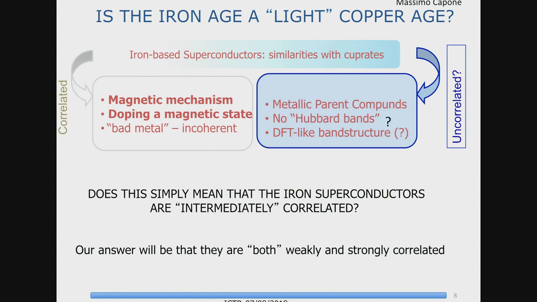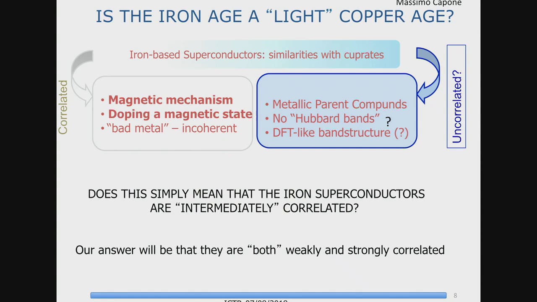It's not so easy to identify Hubbard bands and features which are typical of Mott insulators. And density functional theory doesn't fail as badly as it does in the cuprates, and gives you a band structure which at least has something to do with what we observe in experiments. Of course, there can be a simple answer to this dichotomy: that these materials are just in the middle between these two worlds. They are intermediately correlated, whatever that means.